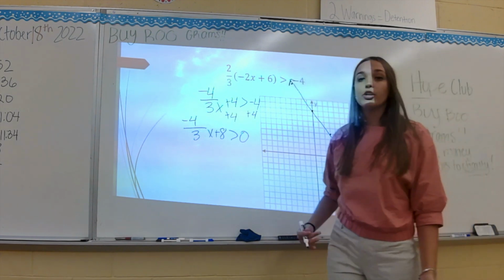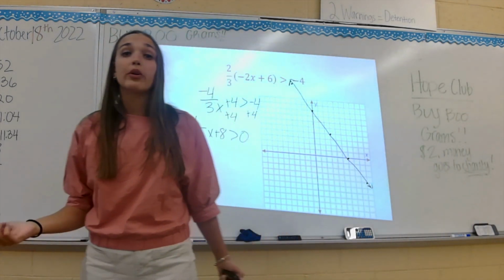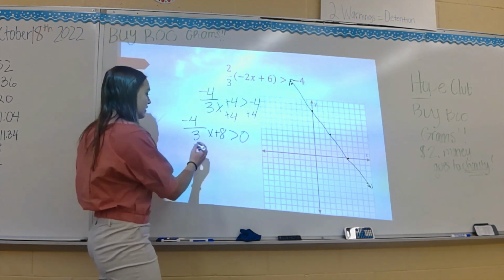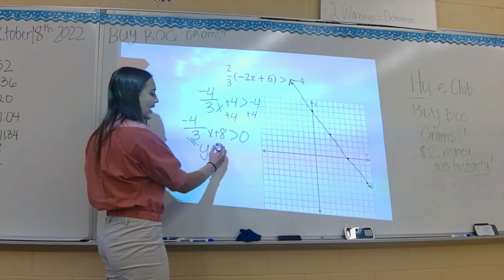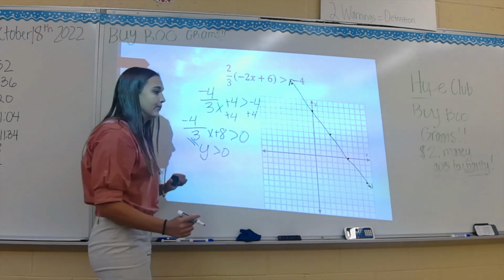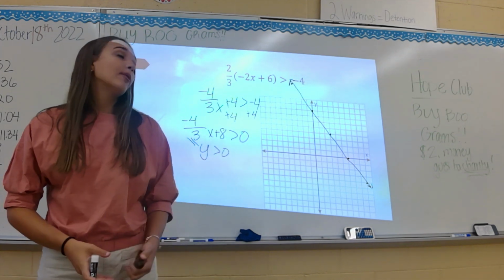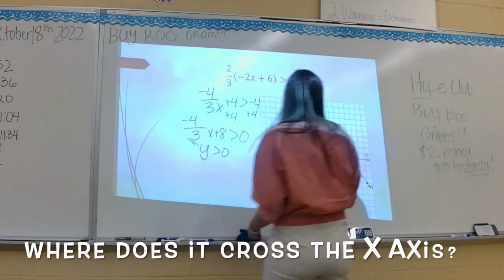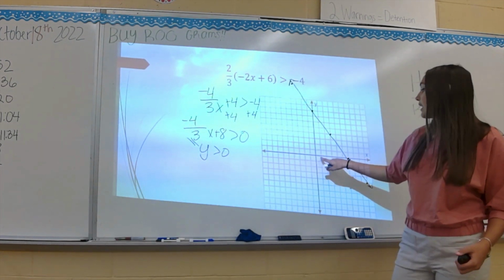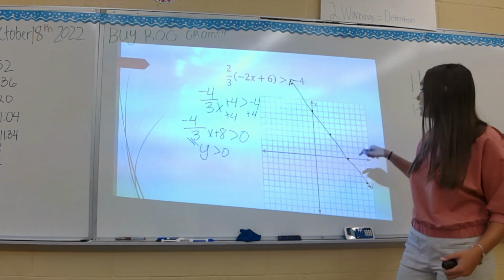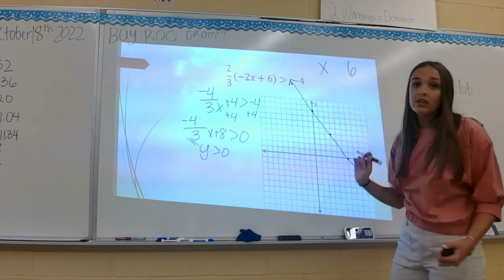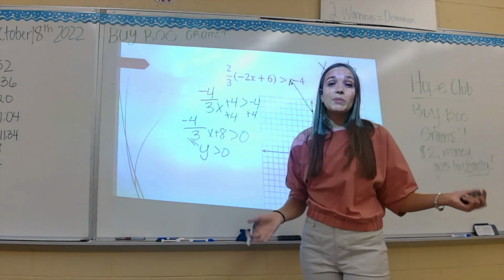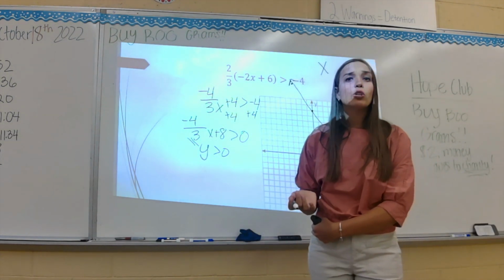All right, so now let's look. We graphed y equals negative 4/3 x plus 8. So that's saying that this expression equals y, and y has to be greater than 0. Every single time we have this problem, I want to see where it crosses the x-axis. It's crossing the x-axis at 6. So I'm going to put an x and a 6. In between those two is going to be an inequality symbol. I just don't know which one yet.